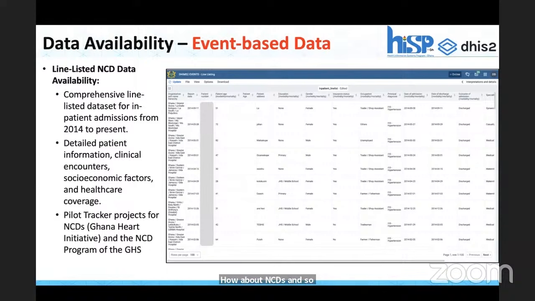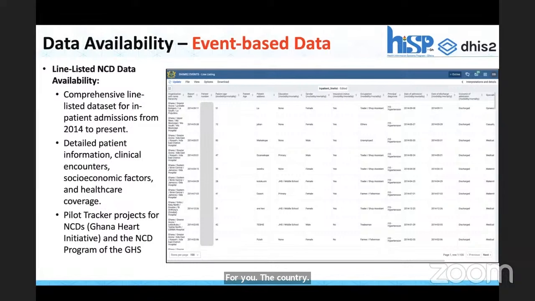And so that is one of the huge data sets that the country has, apart from the OPD mobility data: the event-based instance that contains NCD data. And this dates back to 2014. So that is also about 10 years of NCD data that is available for use across the country.